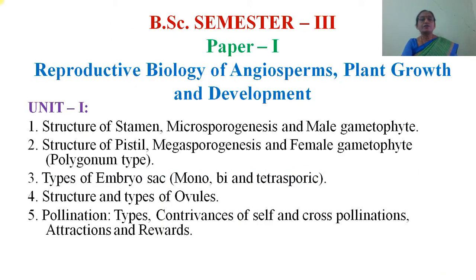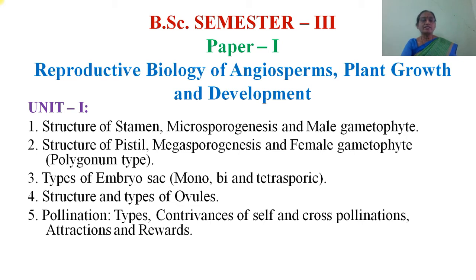First of all, we will see the syllabus of BSc Semester 3, Paper 1, Reproductive Biology of Angiosperm, Plant Growth and Development. As you know, there are 4 units in this paper. Unit 1 consists of 5 topics. The first topic is structure of stamen, microsporogenesis and male gametophyte. Second topic is structure of pistil, megasporogenesis and female gametophyte, that is polygonum type. Third topic is types of embryo sac, that is monosporic embryo sac, bisporic embryo sac and tetrasporic embryo sac.